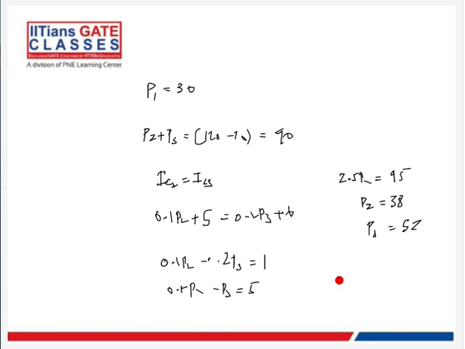And in this case, what would be lambda? Lambda would be, you substitute this in either of these equations, you will get the same. So that would be 3.8 plus 5. That is 8.8. Is this clear?